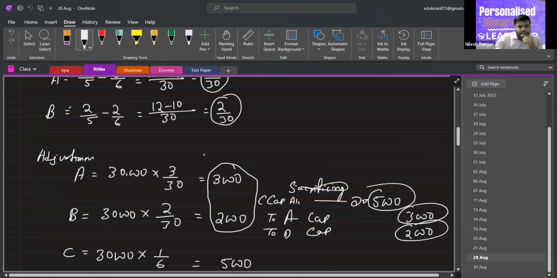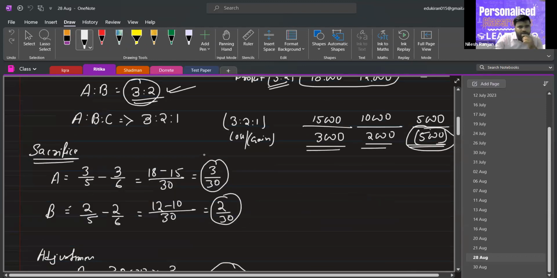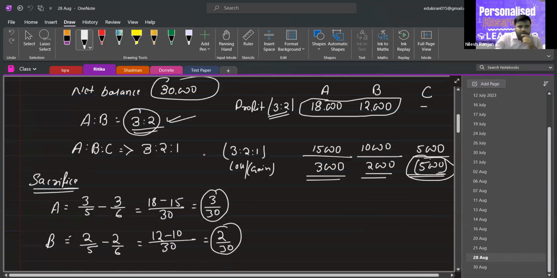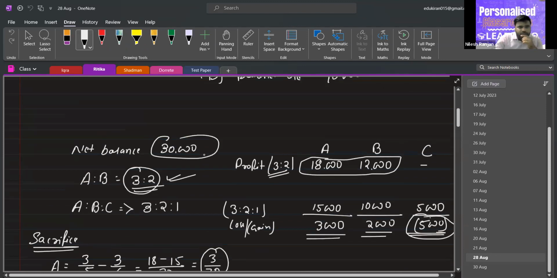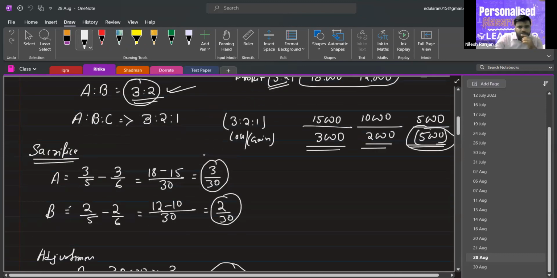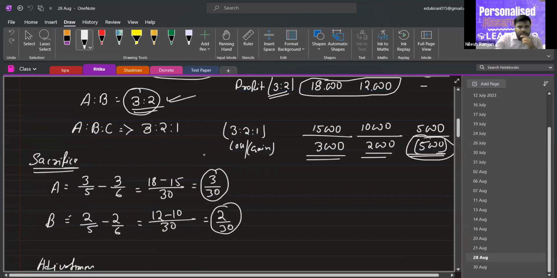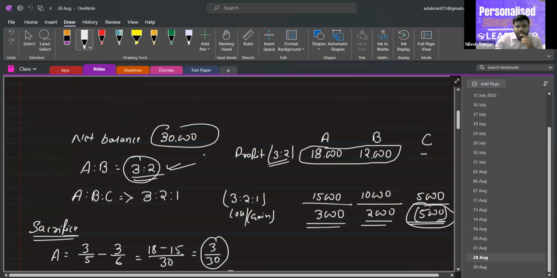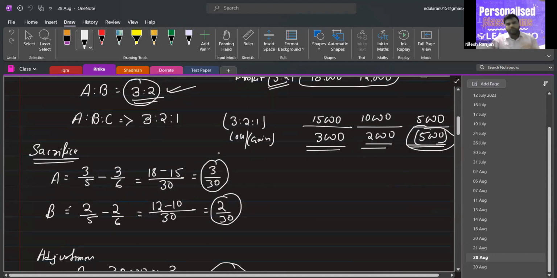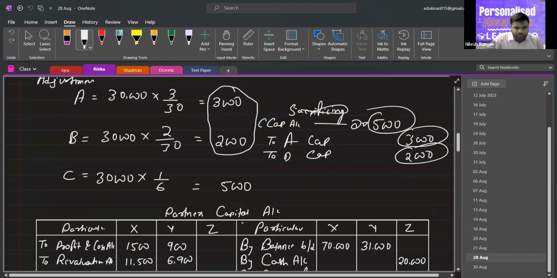Then what is the new ratio? The new ratio is given. This portion we have not calculated the ratio. We will discuss it in a new portion, then we will understand this.